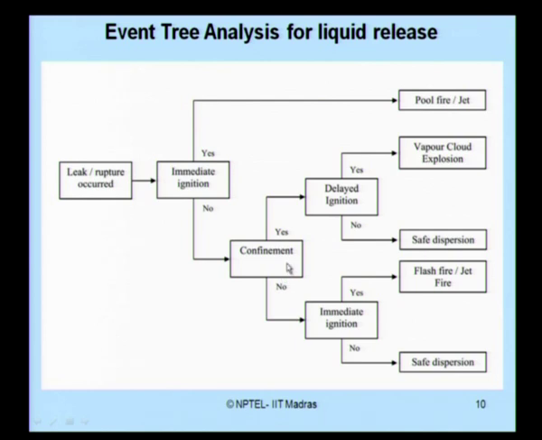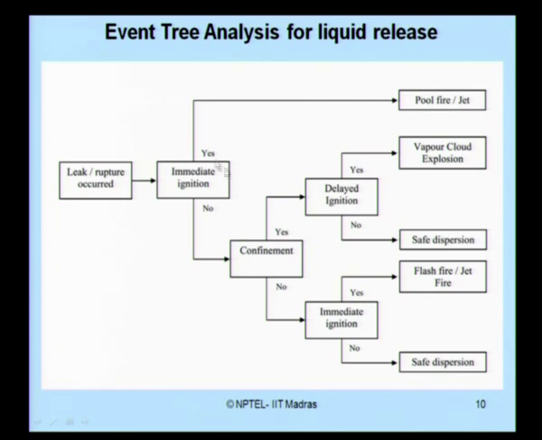If on the other hand the liquid being ruptured is not confined and it has an immediate ignition, then it may again result in a jet fire or a flash fire. If that immediate ignition is not possible, then we can say the liquid is ready for safe dispersion. So it is a very simple event tree analysis, which is also one of the methods of risk analysis.